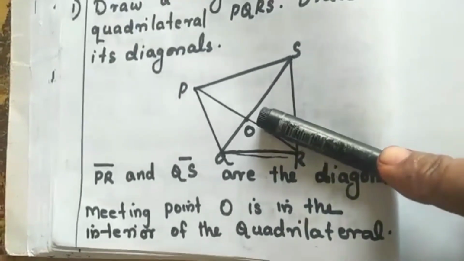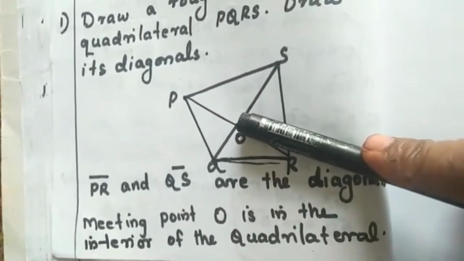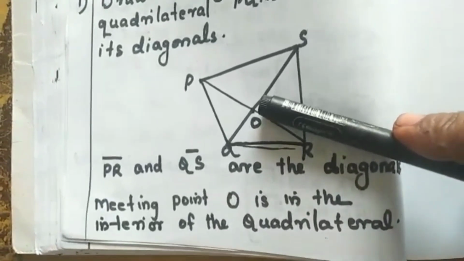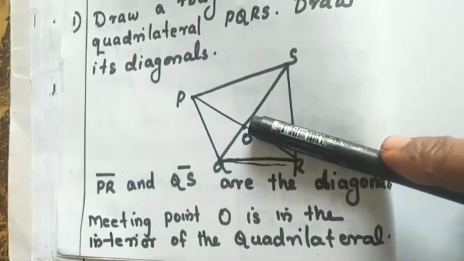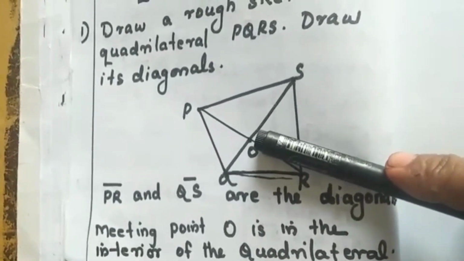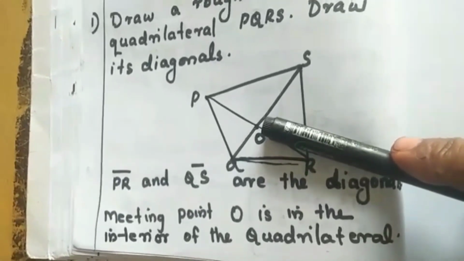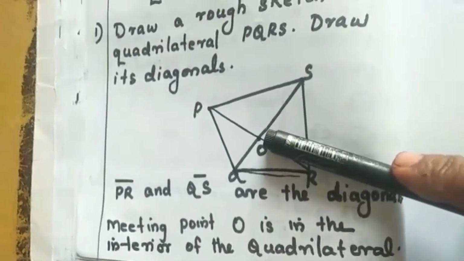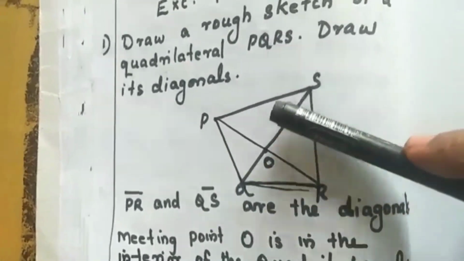And where will be its meeting point? This is the point of intersection or meeting point. We learned point of intersection. Do you remember? So this meeting point of these two diagonals is inside the quadrilateral. That means this meeting point is an interior point. Understood the concept of interior, exterior? Do you remember that? So here is the quadrilateral and its two diagonals.